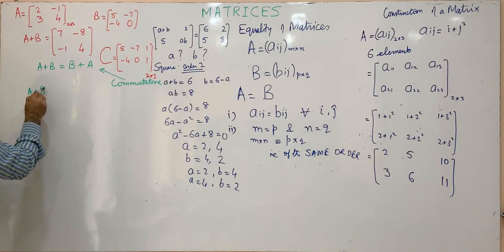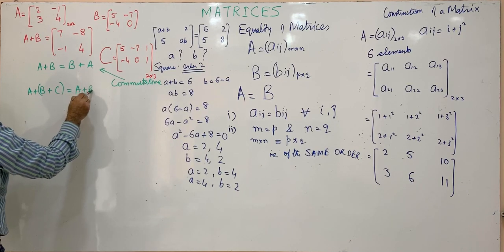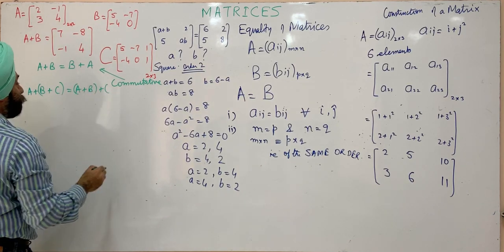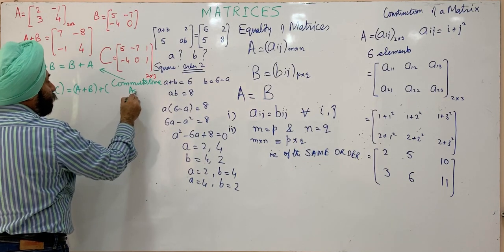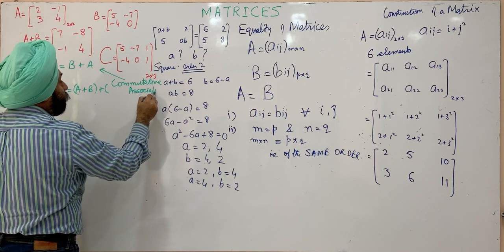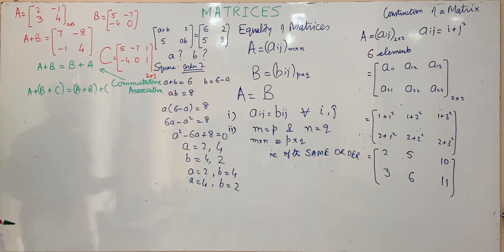Next is A plus B plus C, which is the same as A plus B plus C grouped differently. Again, order doesn't matter, but this is for 3. This is the associative property. So matrix addition is commutative as well as associative.